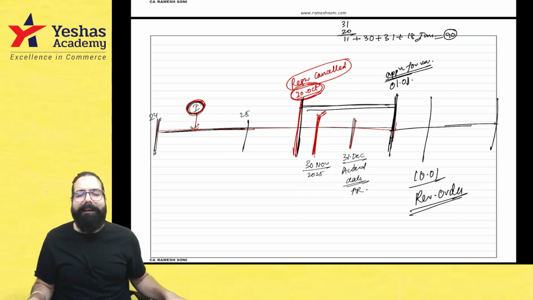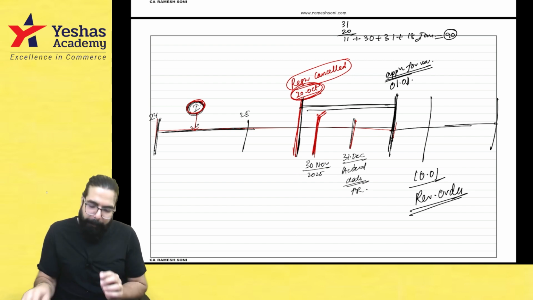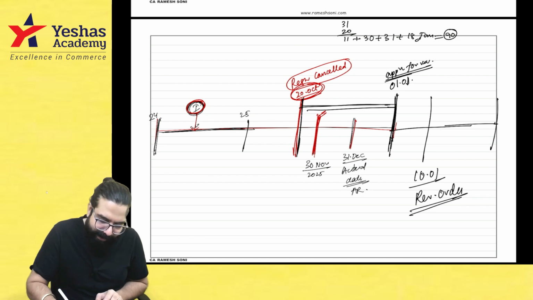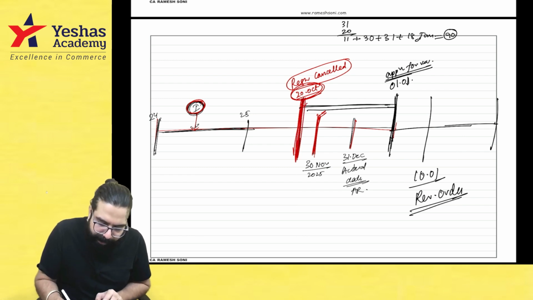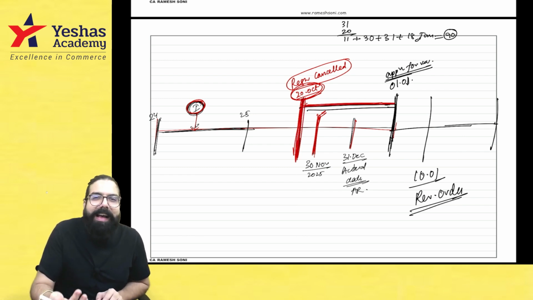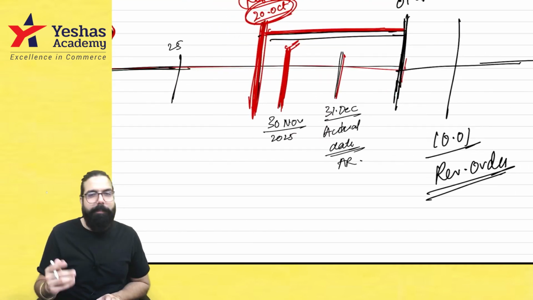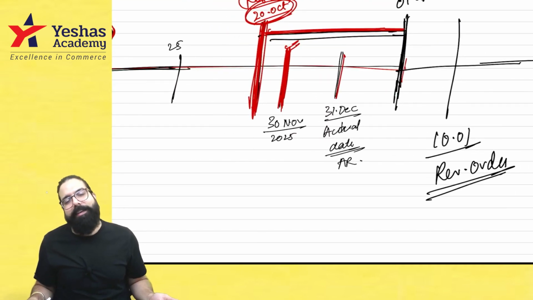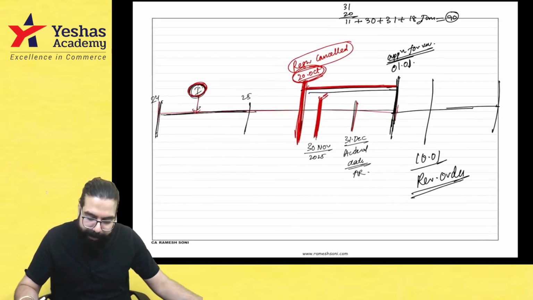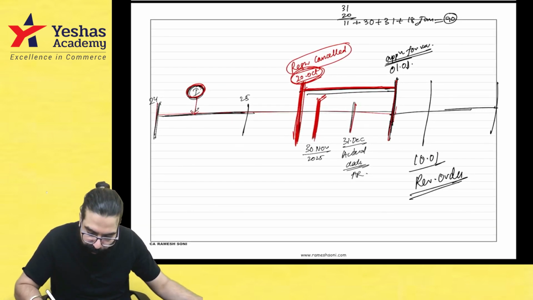I will tell, sir, but you know what happened? Because you cancelled my registration here, for these many days I was not registered. The last date to take the credit was what? The last date to take the credit was 30th November. That last date is gone, sir. Now what to do? So they are telling, no problem. You applied for revocation and the revocation order came.